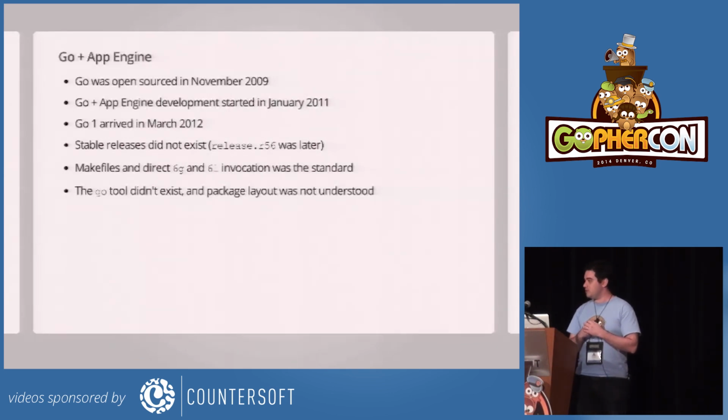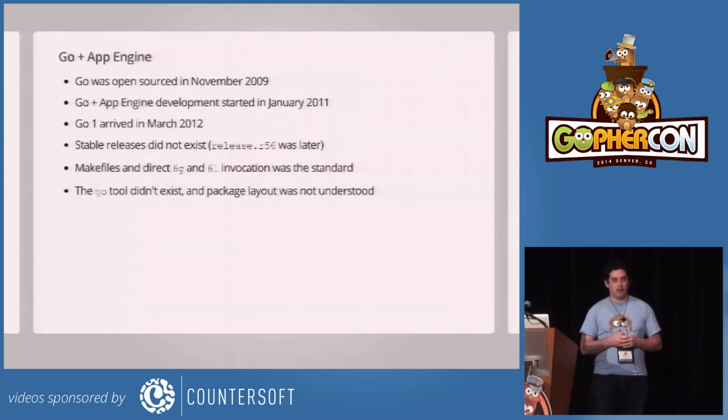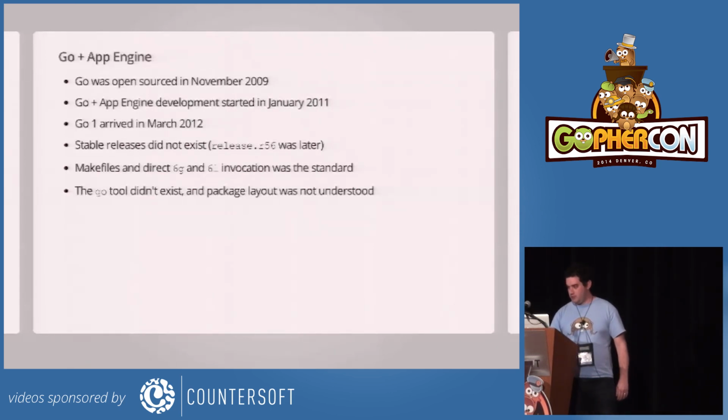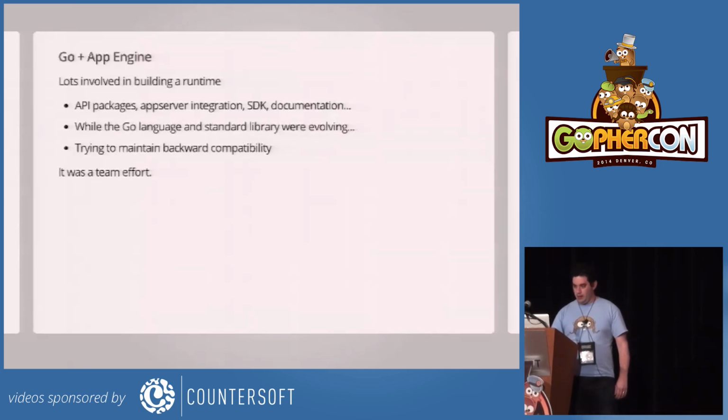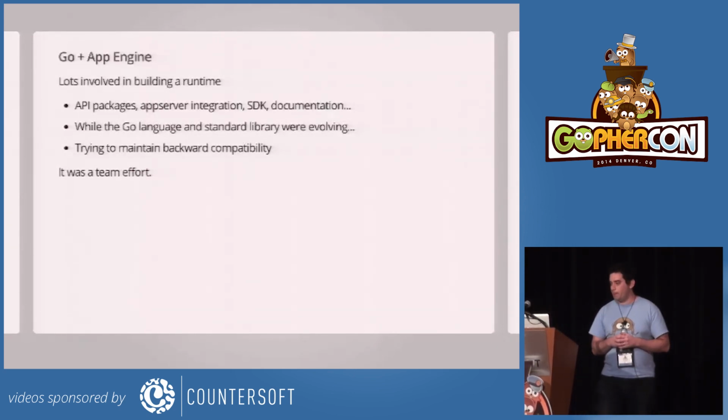The makefiles and calling out to 6g and 6l were the standard way of building Go libraries and Go programs. The Go tool didn't exist. And package layout was kind of understood, but not solidly baked in and understood like it is today for third-party packages especially. So there was a lot that we were doing and learning and kind of running in place.